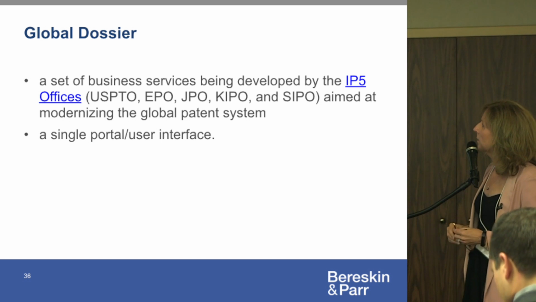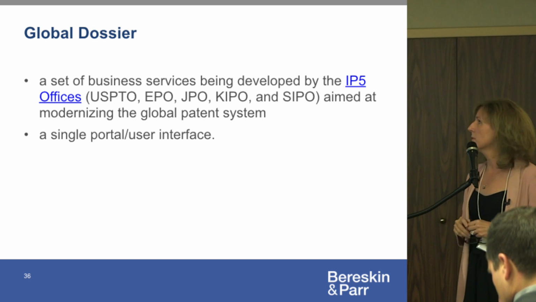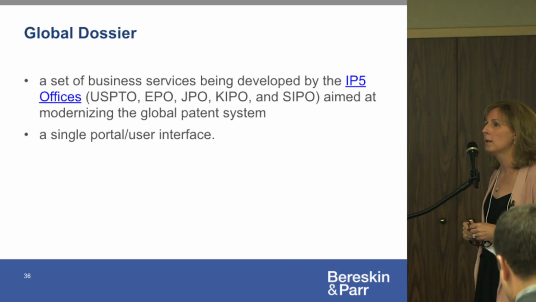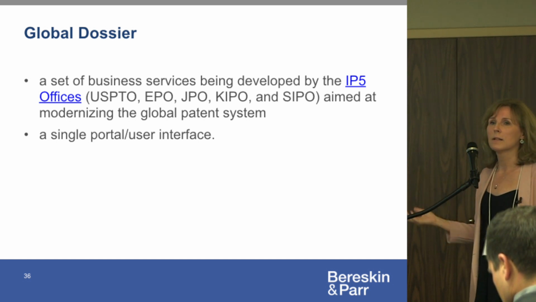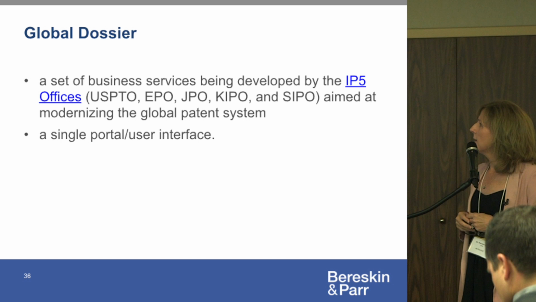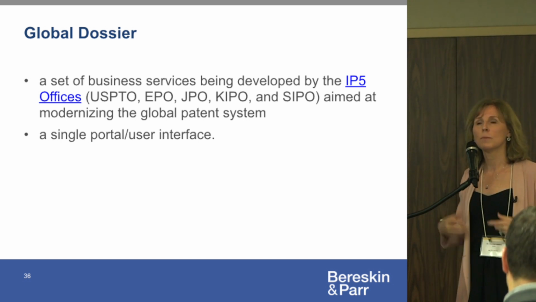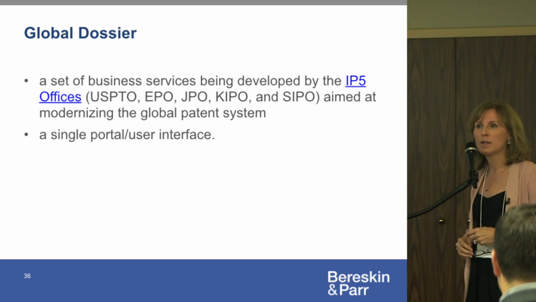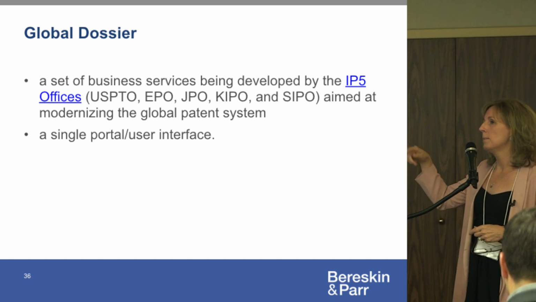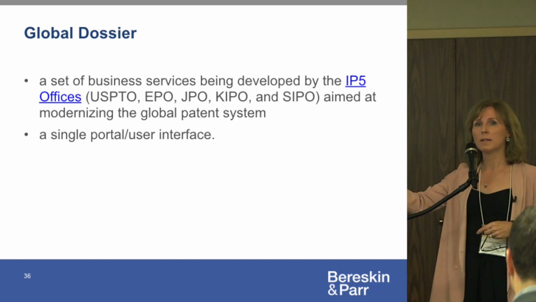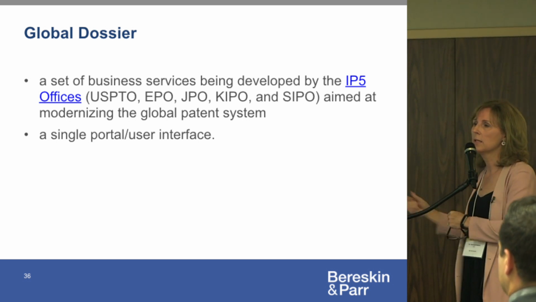It's a set of business services that are being developed by the big IP5, which is the USPTO, the EPO, the Japanese Patent Office, the South Korean Patent Office, and the Chinese Patent Office, where they are trying to modernize the global system. So they're trying to coordinate searching and examination and prior art citations amongst those 5 databases. Anyway, going to the global dossier, you can actually access the file history for each one of those patent applications by clicking on that dot, and it'll take you to the USPTO, or it'll take you to the EPO.